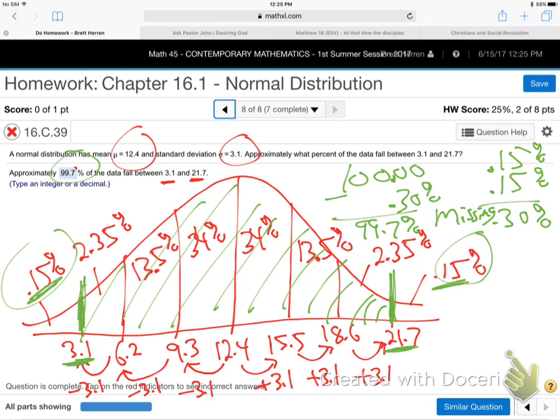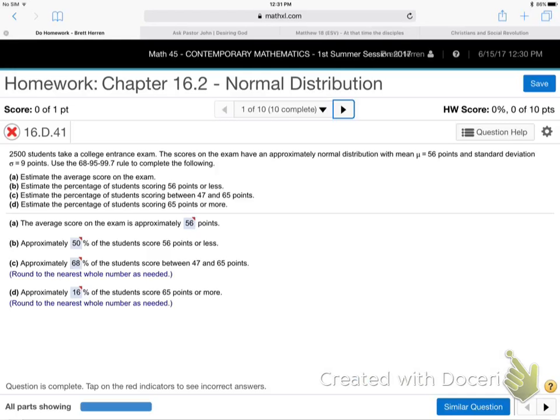Is that all good? Any other questions on that one? Okay, good. So that's 16.1. Let's go. Okay, let me actually save.